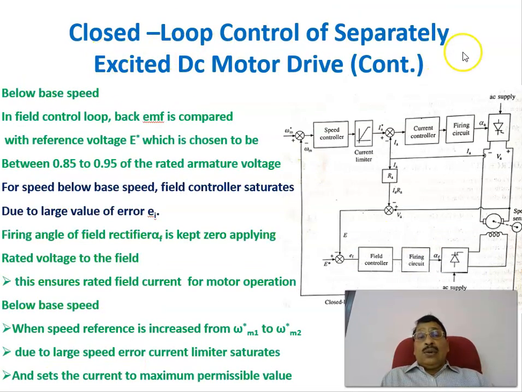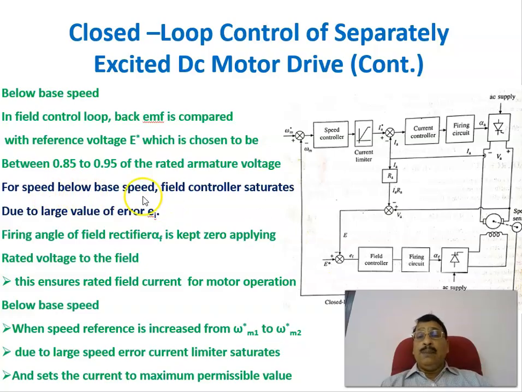Continuing the closed loop control of the separately excited DC motor, let us see the control below the base speed. Below the base speed, armature voltage control is used. During this period, in the field control loop the back EMF is compared with a reference voltage E star, which is chosen to be between 0.85 and 0.95 of the rated armature voltage.